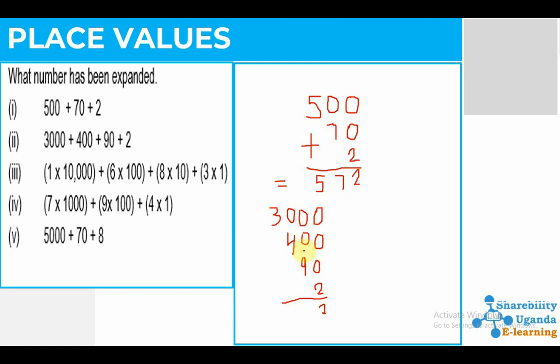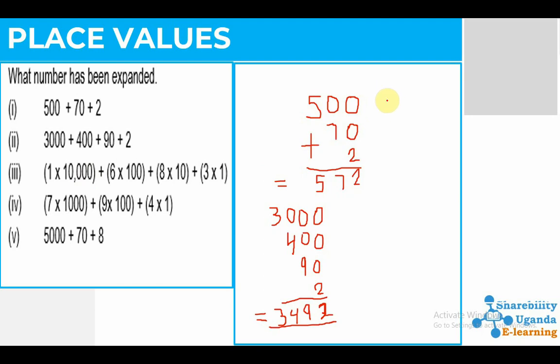Say 0 plus a 0 plus 9, we get 9. Say 4 plus 0 plus a 4, we get 4. We say 3 plus 0, we get 3. Okay, so this is our number that was expanded. So that's how we solve numbers of this kind, right? So this is how we do such numbers.